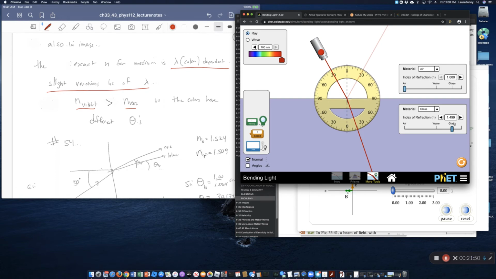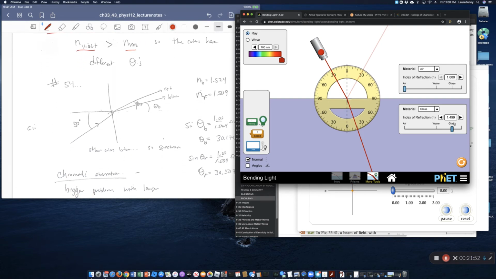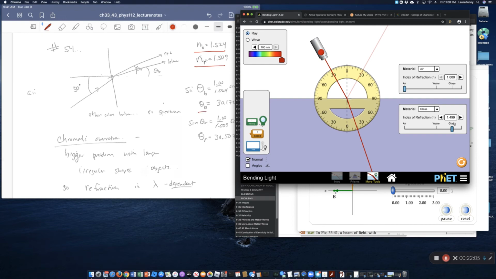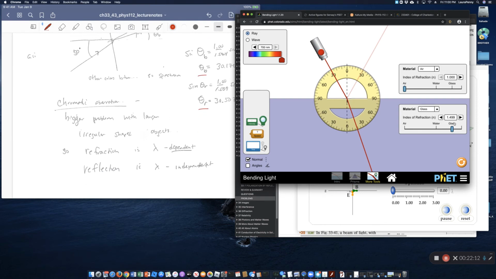Number 54 has you work through some of that, giving you the blue index of refraction of a specific material and the red index of refraction, and having you figure out the actual angle transmitted for blue and for red. So refraction is slightly wavelength dependent. Reflection is wavelength independent.